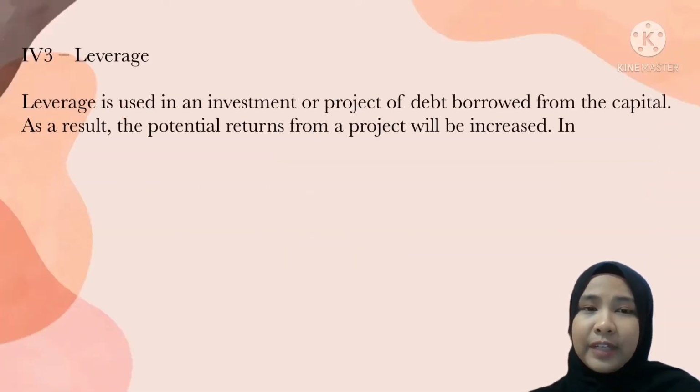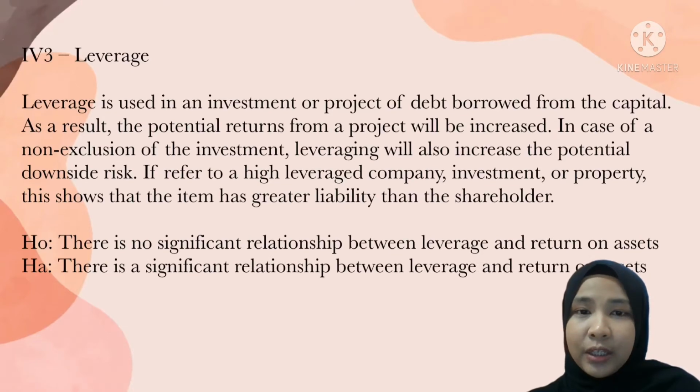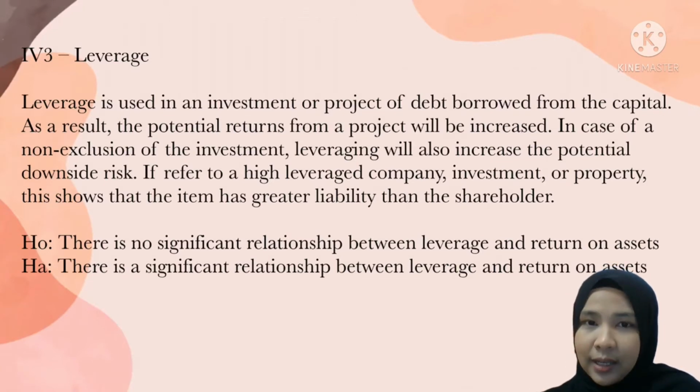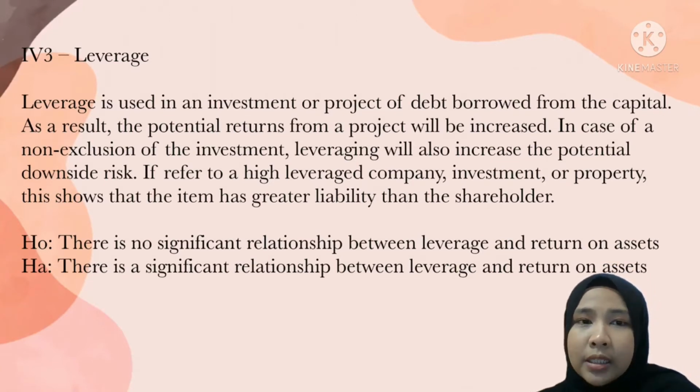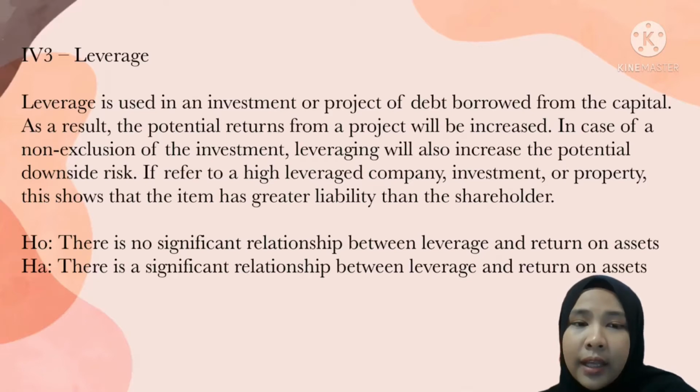The third IV is leverage. Leverage is the use in an investment or project of debt borrowed from the capital. As a result, the potential return from a project will be increased. The hypothesis of leverage is H0: there is no significant relationship between leverage and return on asset. And for HA, there is a significant relationship between leverage and return on asset.